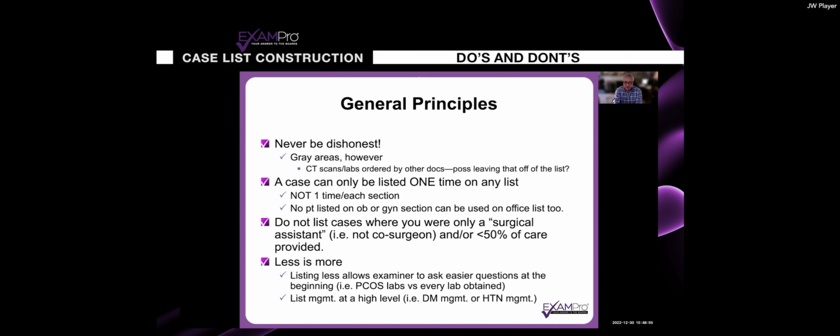Similarly, if a patient delivers, and she had a complication with the delivery, like even something as mundane as delivering before 39 weeks, that patient should be listed on the OB list. If she subsequently had a GYN surgery, again, you'd have to put that on the OB list.